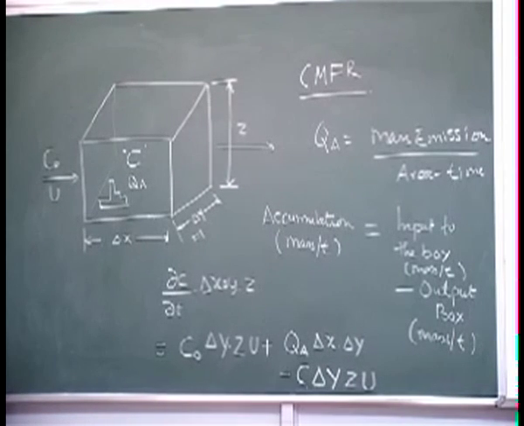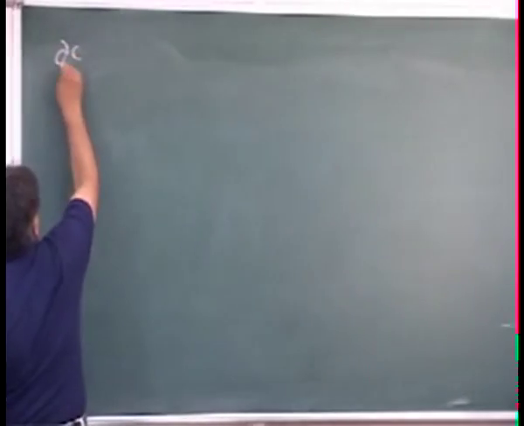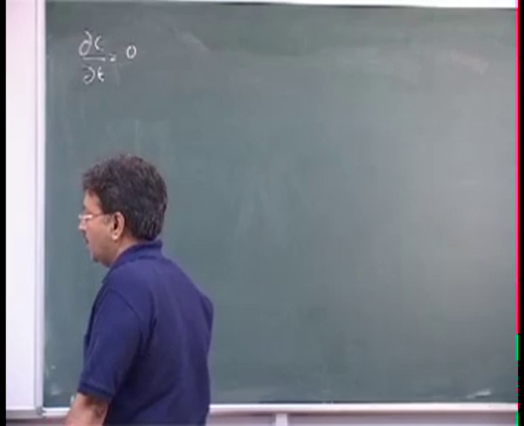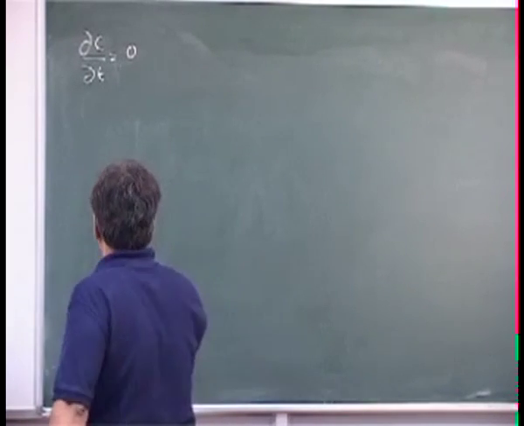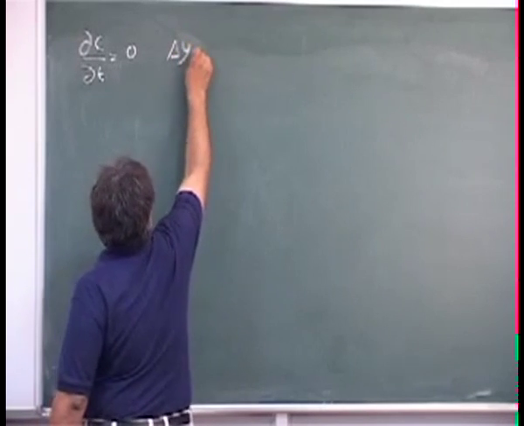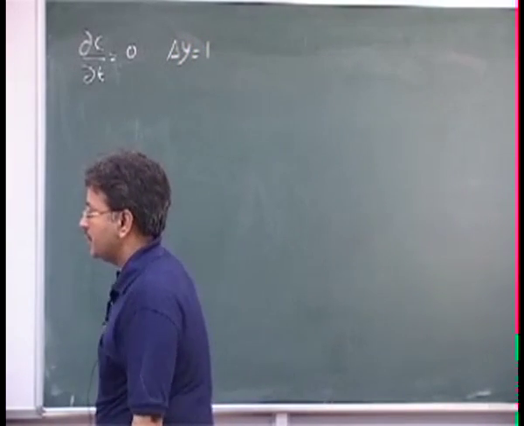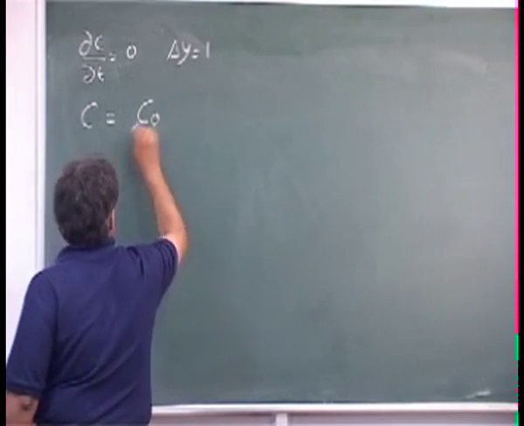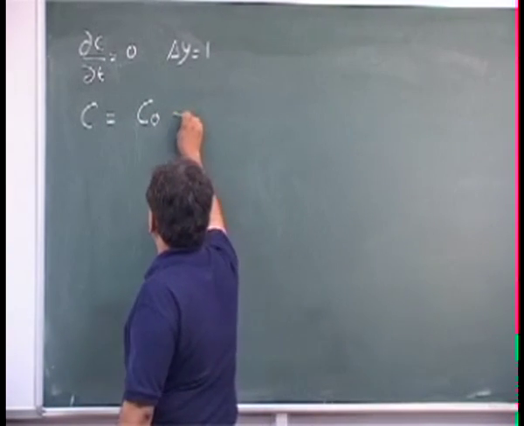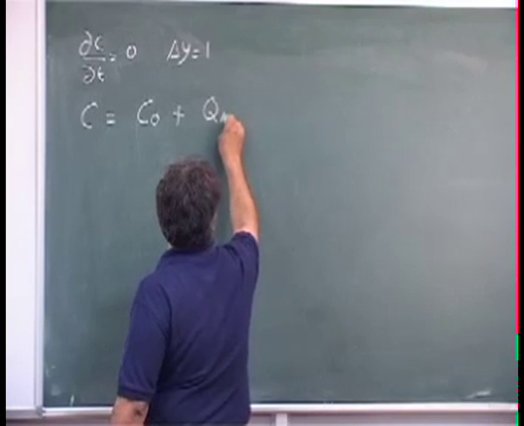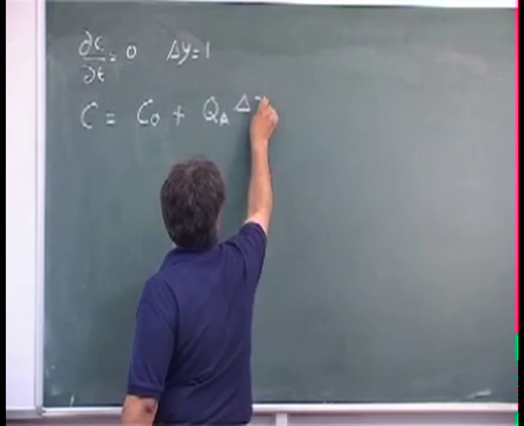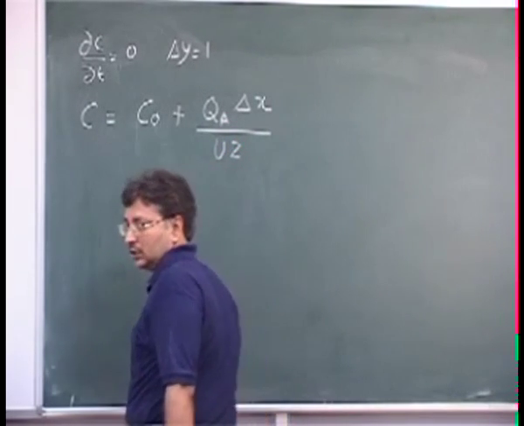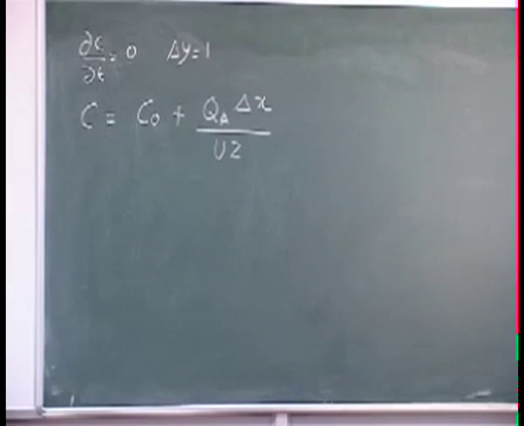So if you simplify this and put steady state, dC/dt close to 0, and I put delta y equals 1, then the expression which we derived yesterday was C naught plus QA delta x divided by uz. Is that what we got last time? Right?